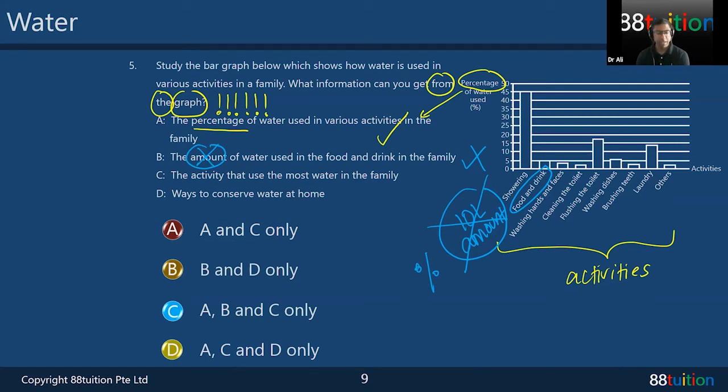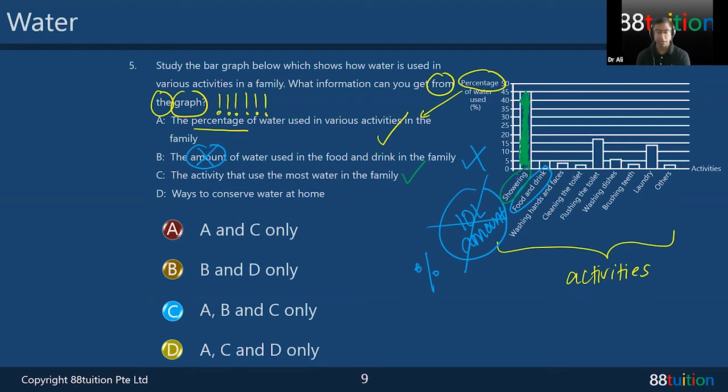C, the activity that used the most water in the family. Yes, you can see that by shading this. You can see it is in blue. Maybe I should use another color, let's use green, for the third option. I can see which one uses the most water. Showering. So I can get it from the graph.